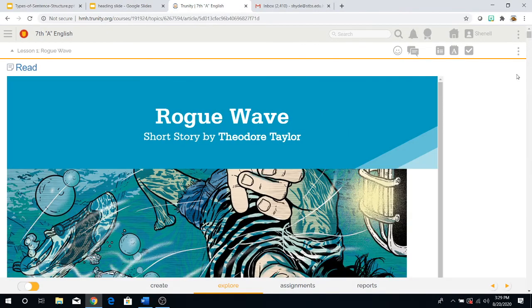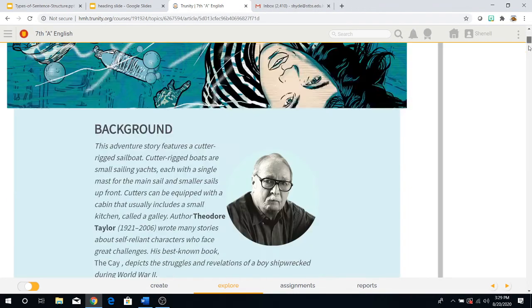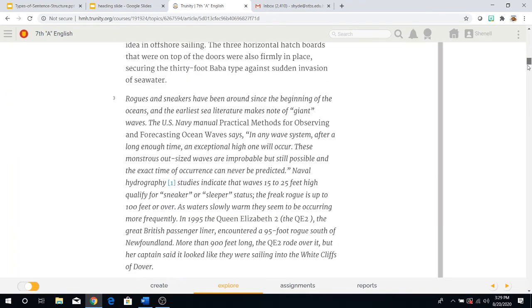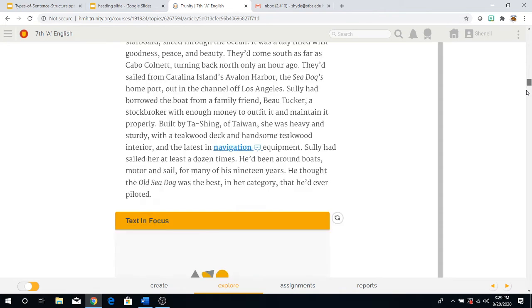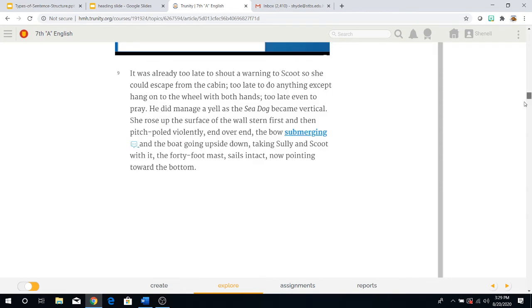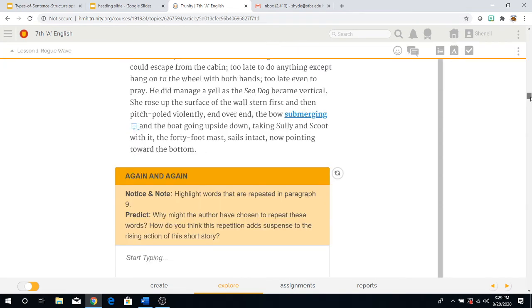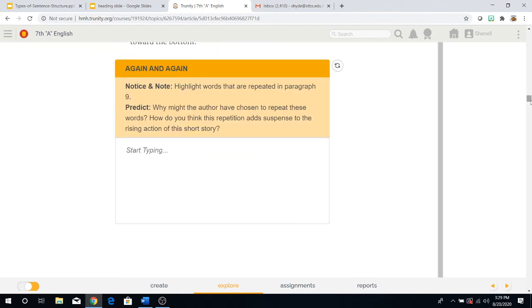Okay, so this was what we call a close read screencast. It's when two of the readers, in this case, take the time to analyze specific parts of the ending of the story, and they talk about it. So then we read paragraph 9, and now we have another signpost, our Again and Again signpost. Remember those, guys? We discussed them. Notice and note, highlight words that are repeated in paragraph 9.